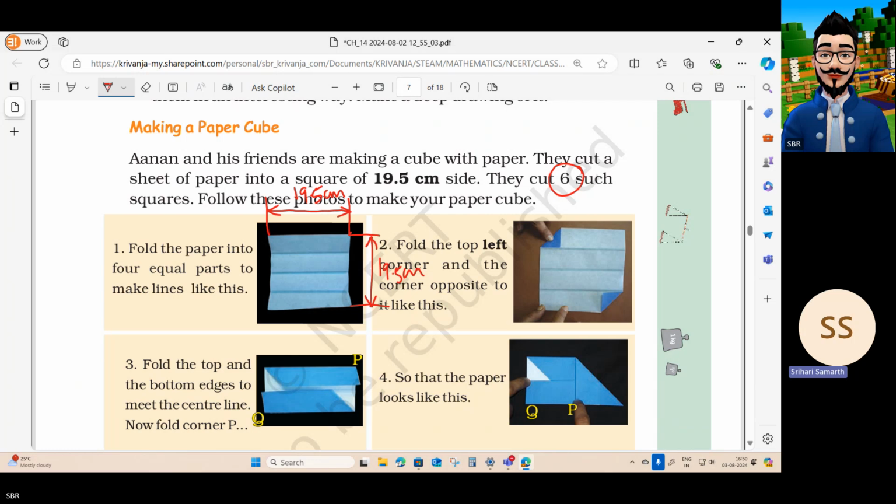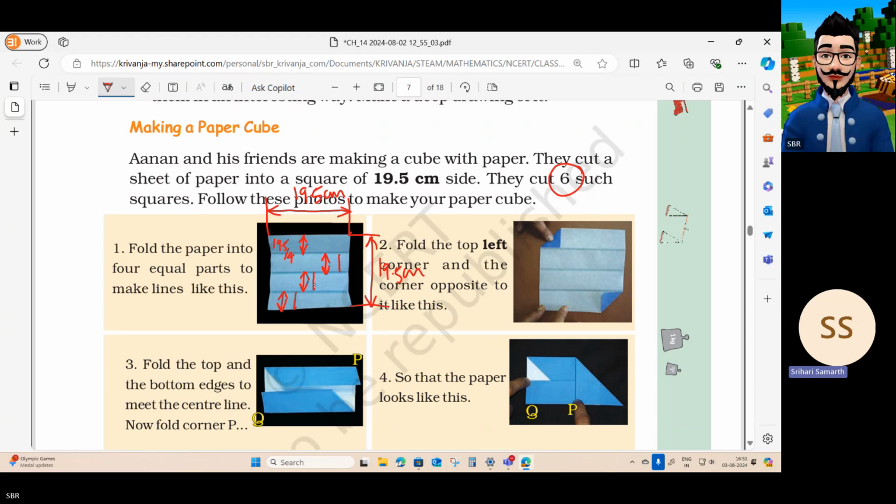Fold the paper into four equal parts to make lines like this. Next, what is this dimension? How do you calculate this dimension? 19.5 centimeters divided by 4. Very good, that's what I wanted. And this is 19.5 divided by 4. And how about this one? Also 19.5 divided by 4. This also is 19.5 divided by 4.